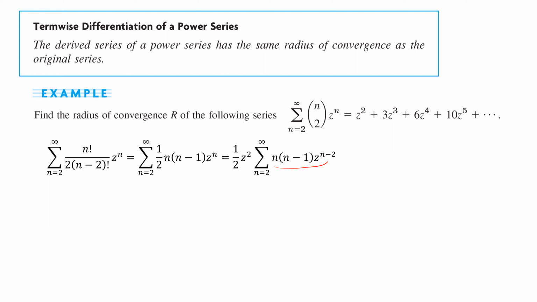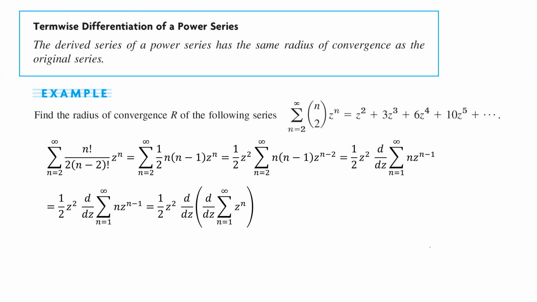You can do it step by step. This is the derivative of z to the n. This is the derivative of n z to the n minus 1. So you can write d/dz of n z to the n minus 1, and that is the derivative of z to the n, right? So you can write another derivative of z to the n, or the second derivative of z to the n. As I said, if you look at this, you might recognize the second derivative of z to the n. So this series that we have in here can be written like this.